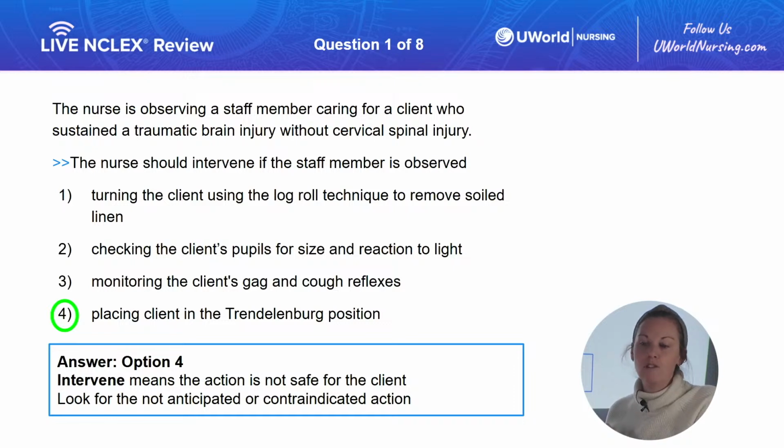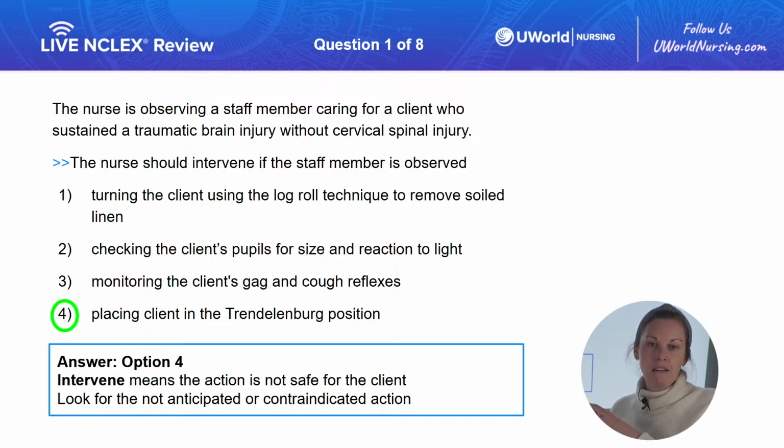We want to avoid extreme flexion or extension of the neck. We want the head to be in a midline, neutral position, no major degree changes. We want the head of the bed around 30 to 45 degrees. If our client is too upright, that can cause hypotension.